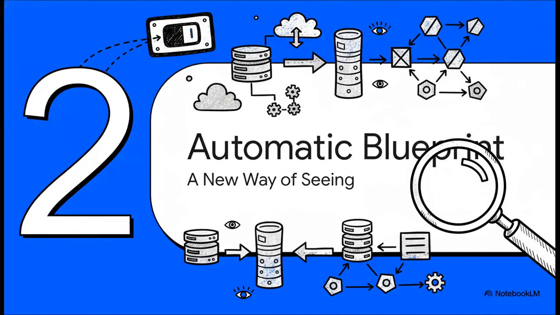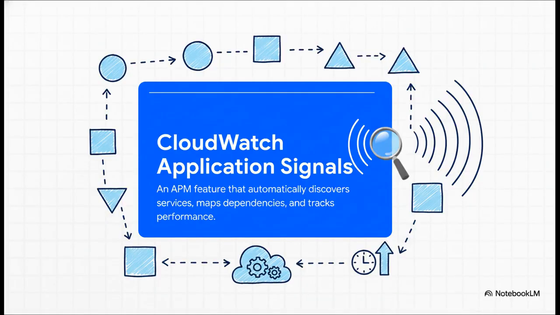But what if you could just flip a switch and get an automatic blueprint of your entire application? Well, that's exactly the promise we're going to explore right now. Let's take a look at how this totally new way of seeing your system actually works. And this is it, AWS Application Signals.